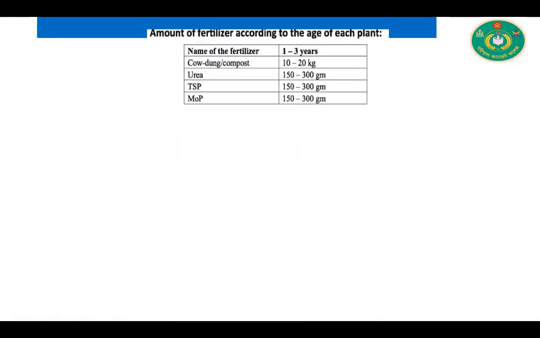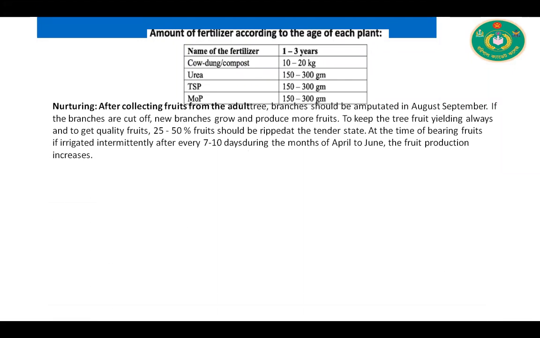Amount of fertilizer according to the age of each plant. Cow dung, compost 10 to 20 kg, urea 150 to 300 gram, TSP 150 to 300 gram, MOP 150 to 300 gram should be applied.